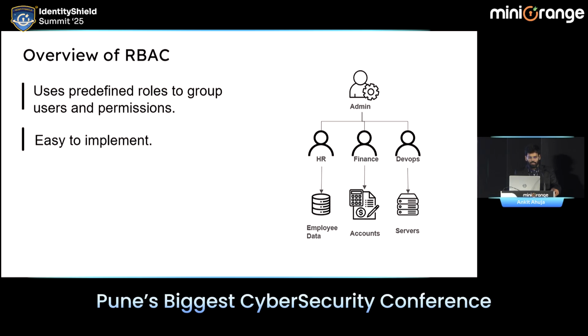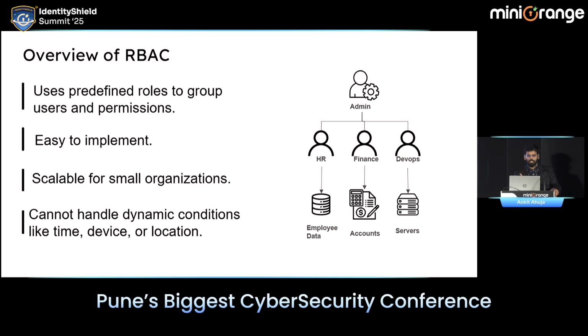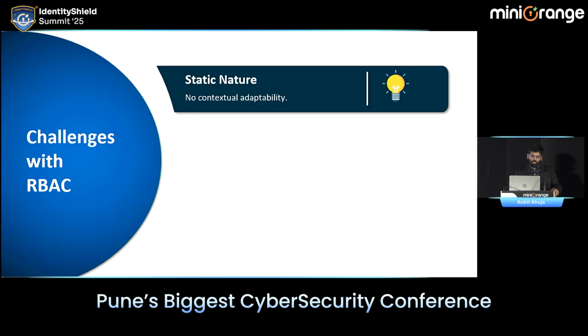So it is easy to implement, that's not a problem. It is scalable, but it cannot handle dynamic conditions like when is someone accessing this, or which device they are accessing it from, or which location they are accessing it from. So you don't have any control over it. You only assign a static role, and based on that, they get access to the resources. So the challenge is, first, it's very static, right? RBAC doesn't care if you are accessing resources at 3 a.m. from a shady Wi-Fi, and you can do it.